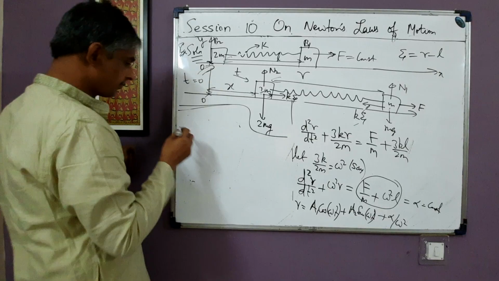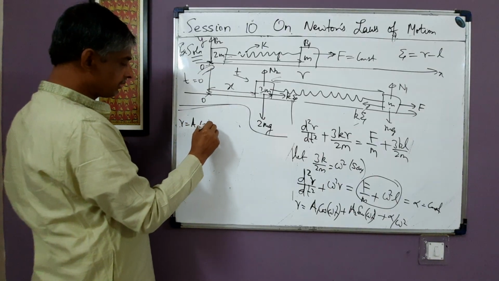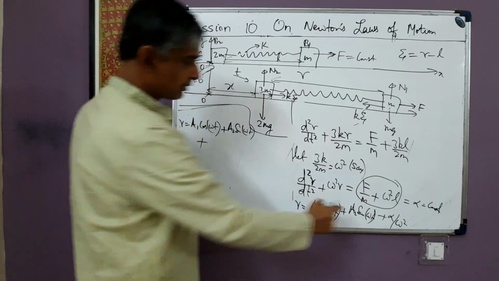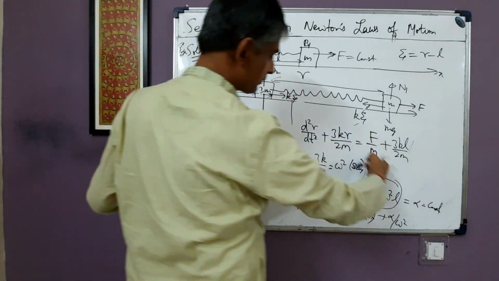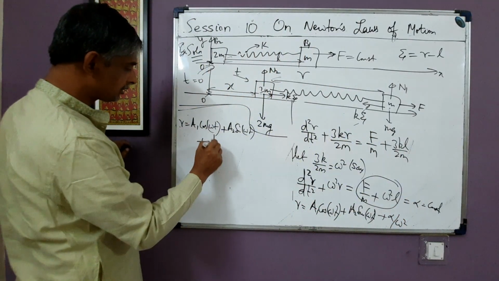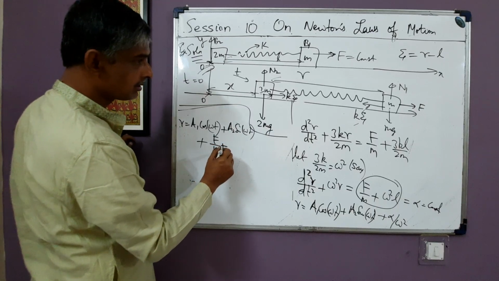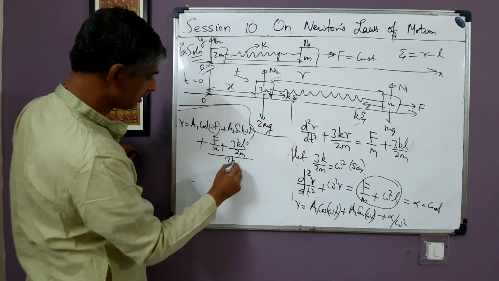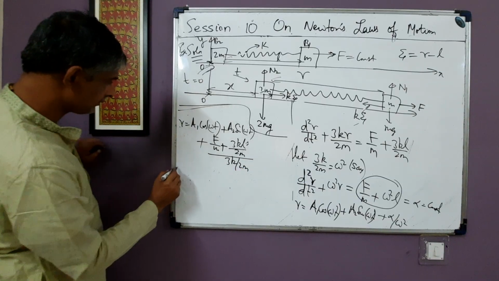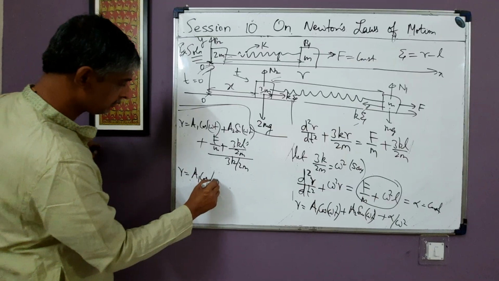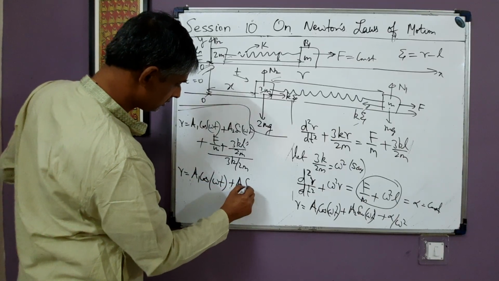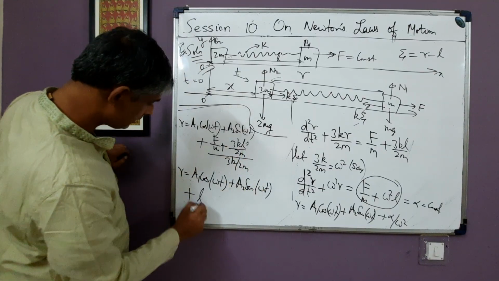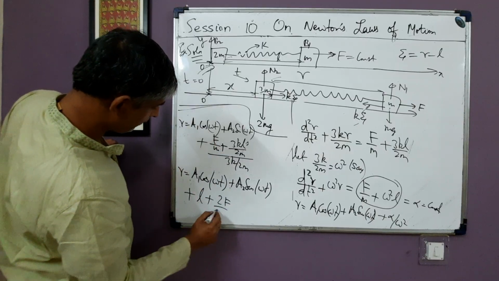So this is simplify now. R becomes a1 cos omega t plus a2 sin omega t, and alpha by omega square. This quantity is alpha, right? Alpha by omega square becomes F by m plus 3kL by 2m upon 3k by 2m. So R is equal to a1 cos omega t plus a2 sin omega t, plus 3k by 2m goes away, L remains, plus 2F by 3k.